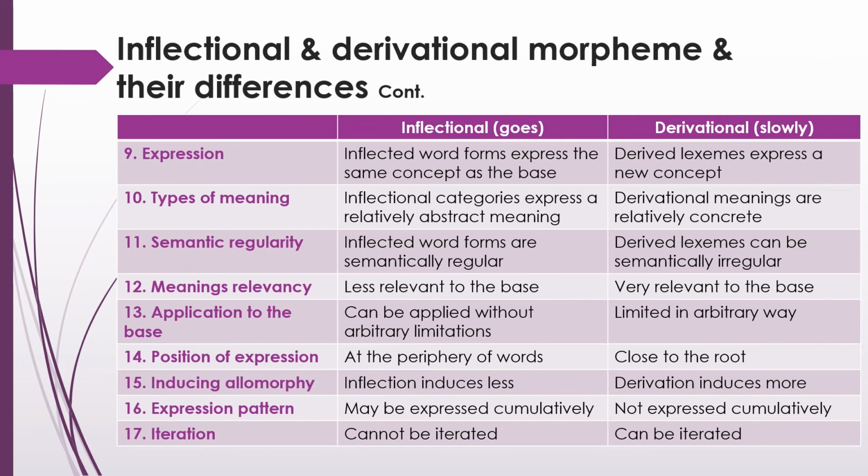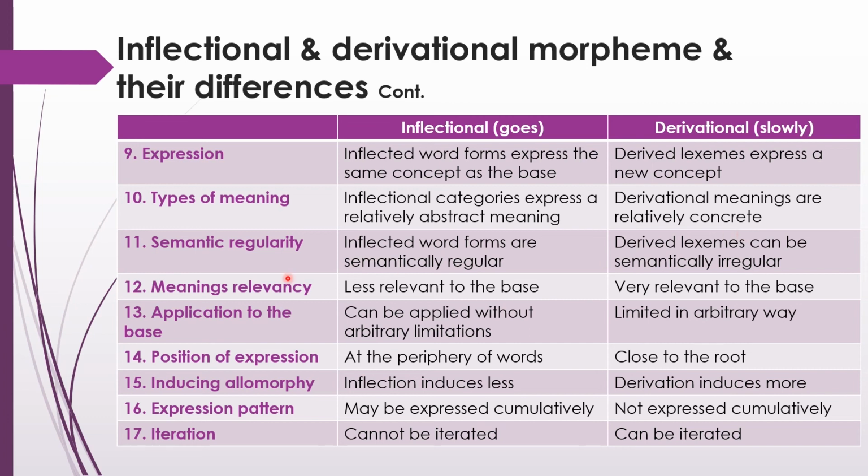And then expression: inflected word forms express the same concept as the base. That means go and goes have almost the same concept, but derivational forms express a new concept. Slow and slowly are different concepts. Inflection categories express a relatively abstract meaning. Whenever we are referring to goes, you need to make it understood rather than visualize it. So that's why it is abstract. We cannot easily identify it because it is a theme, it is an idea, while the derivational morphemes are relatively concrete. We are not saying that it is concrete as such. We are saying that relatively, comparatively, it is concrete.